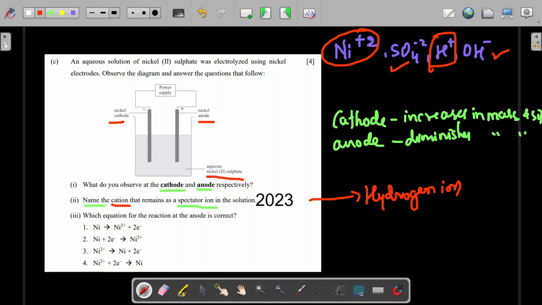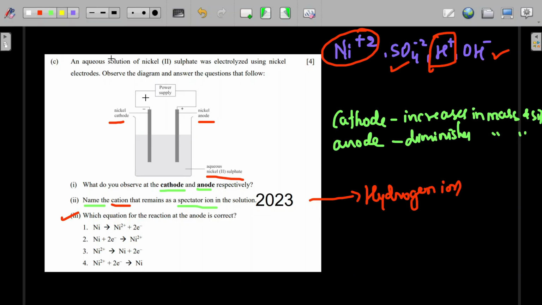Okay. Last one. Chanvi, tell me what is the correct answer for the last one? Which of the following is the reaction for the anode? So it's the third one, nickel ions.